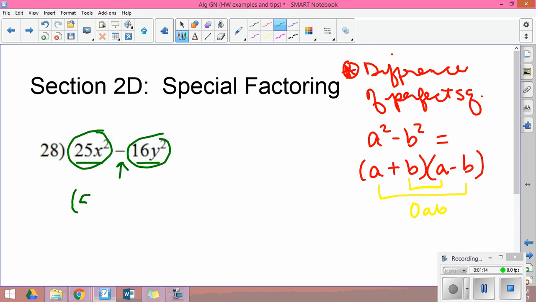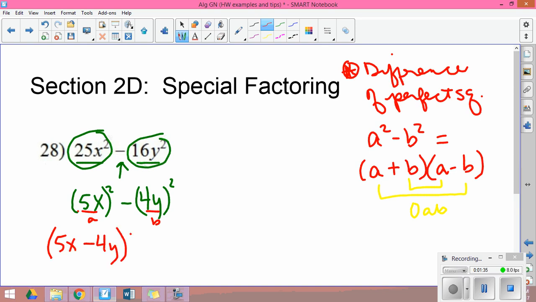And if I think about this, this is really 5x squared minus 4y squared. So this is really my a, and this is really my b. Something squared minus something squared. So it will factor into 5x minus 4y and 5x plus 4y.